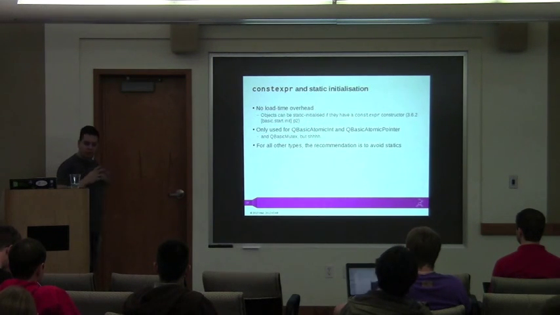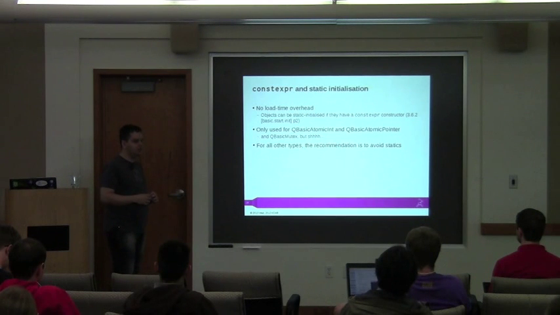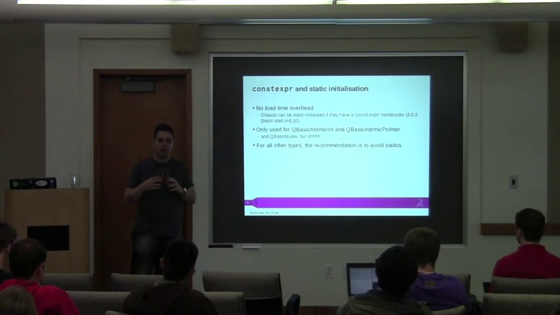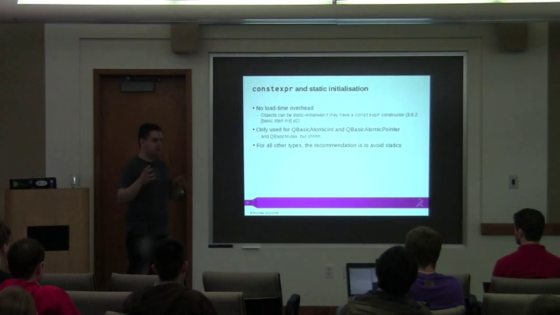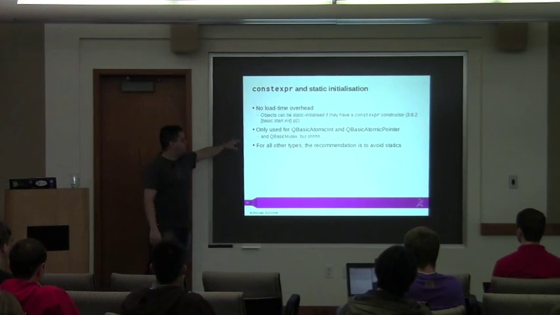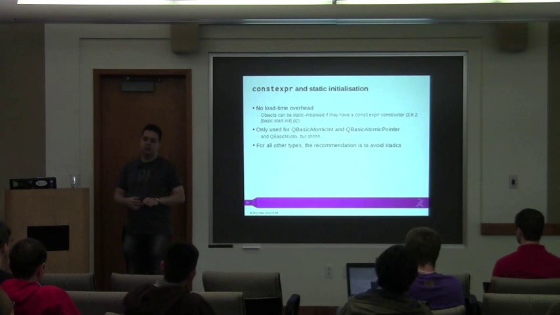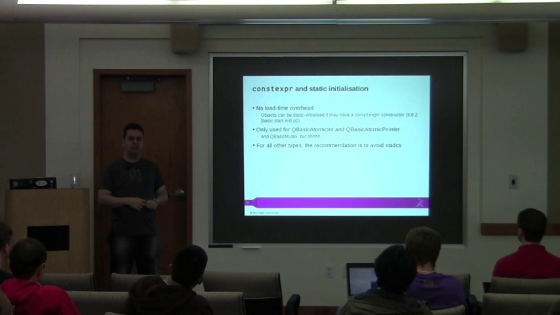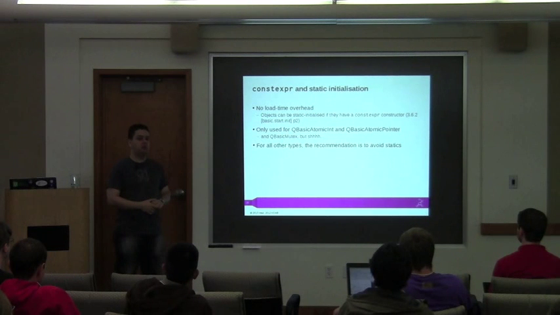The main reason why we want to use constexpr is static initialization. We want some of our types to be initialized by the compiler, put in the data or even read-only data sections of the binary, and not cause runtime load time overhead. So I talked about atomics. We're trying to do the same thing with basic atomic and basic atomic pointer. There's this class called QBasicMutex. It's not public, so keep it quiet. But same thing, we want to initialize it with a constexpr.